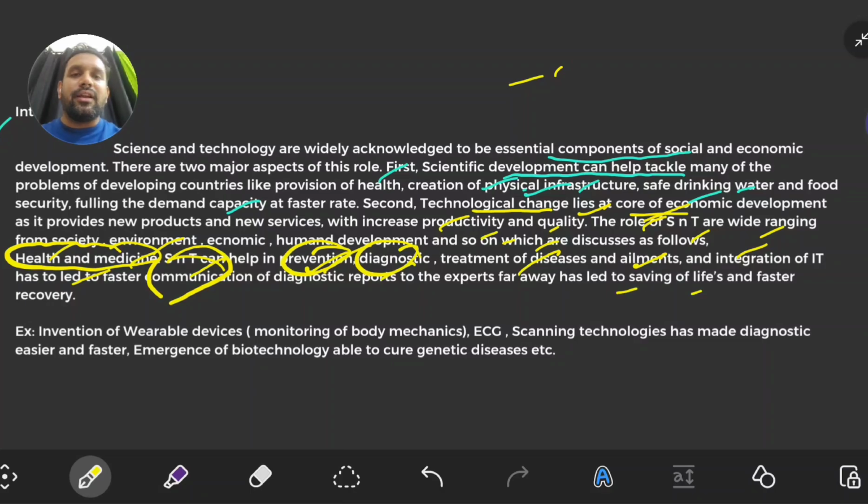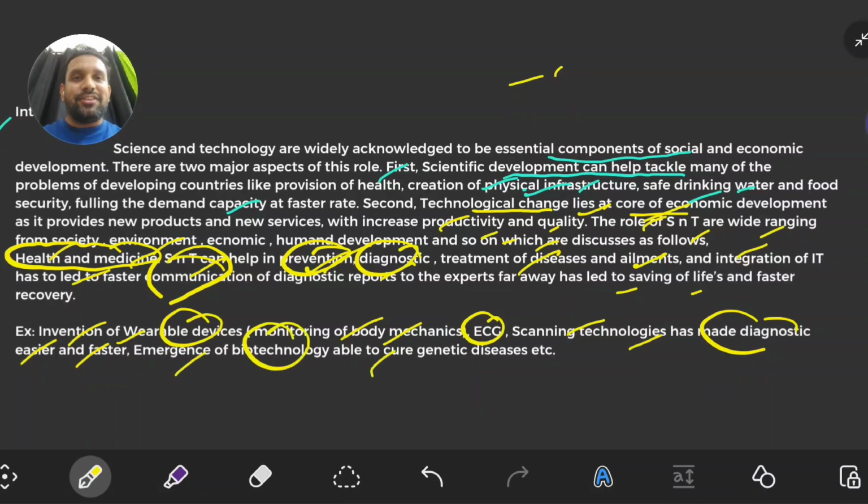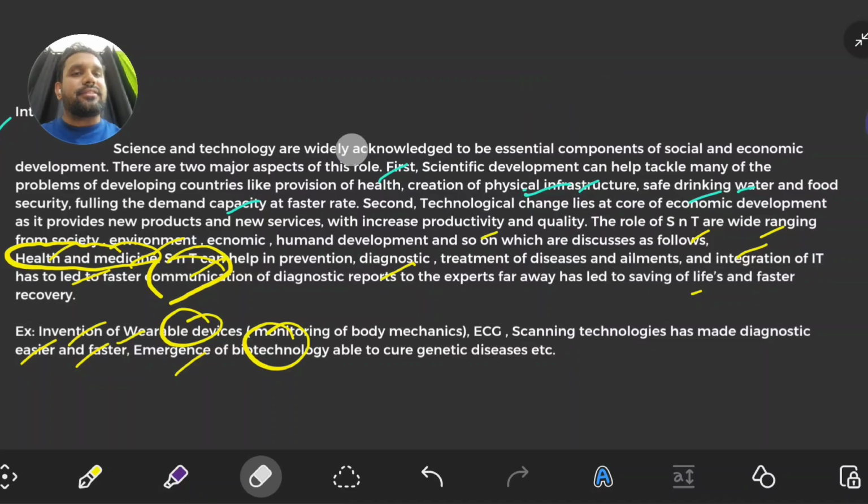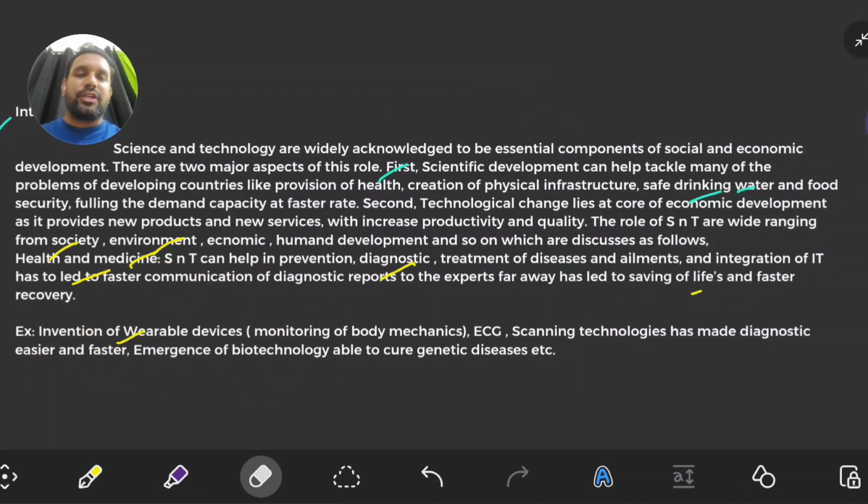Yes. Okay. The invention of wearable devices like heart rate monitors, oximeters, etc., allows monitoring of body mechanics. So if your heart rate is decreasing, you can understand that, okay, I'm not well. If oxygen levels are decreasing, you can understand that. So we are able to do early detection. It is called what? Early detection. Okay. ECG, scanning technology has made diagnostics easier and faster. The emergence of biotechnology is able to cure genetic diseases. The more of it I'll discuss in our main questions and answers.